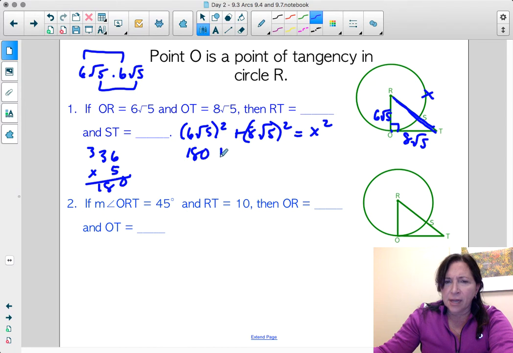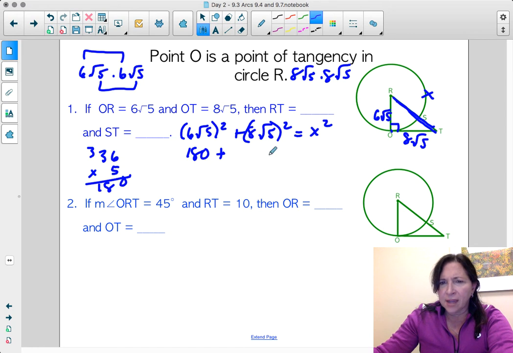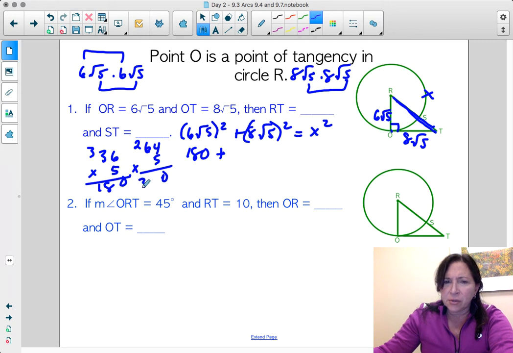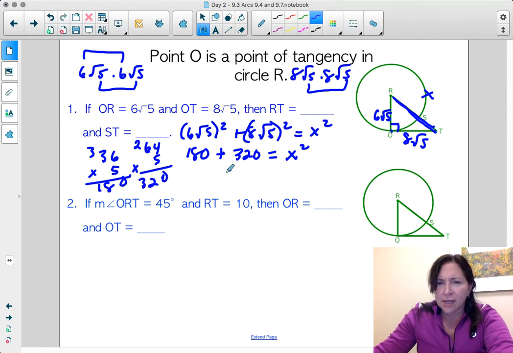So we have 180 plus, and this one's going to be 8 root 5 times 8 root 5, which is 8 times 8, which is 64, times root 5 times root 5, again, is root 25, which is 5. Multiply those around. We have 4 times 5 is 20. 6 times 5 is 30 plus 2 is 320. So we have 320 plus 180 is equal to x squared. If I add 320 plus 180, I get 500, and that equals x squared.